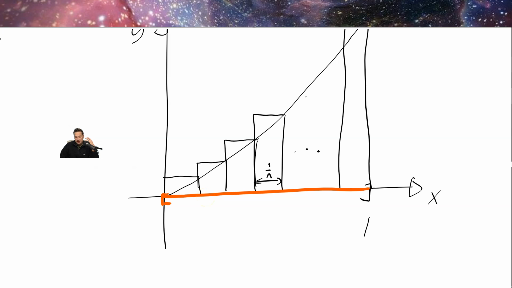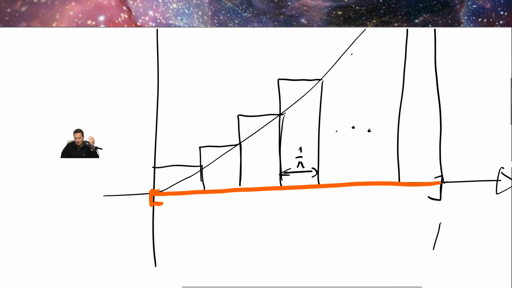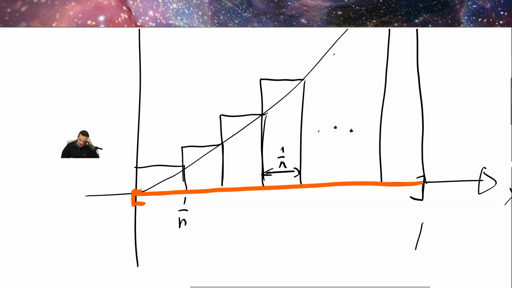That 1 over n also becomes our measuring unit. So what do I mean by that mysterious statement? What I mean is, say this is the first 1 over n. Then after that, this is 2 times 1 over n. It's twice 1 over n. Then this is 3 times 1 over n. Then this is 4 times 1 over n. Then you go all the way to the end.